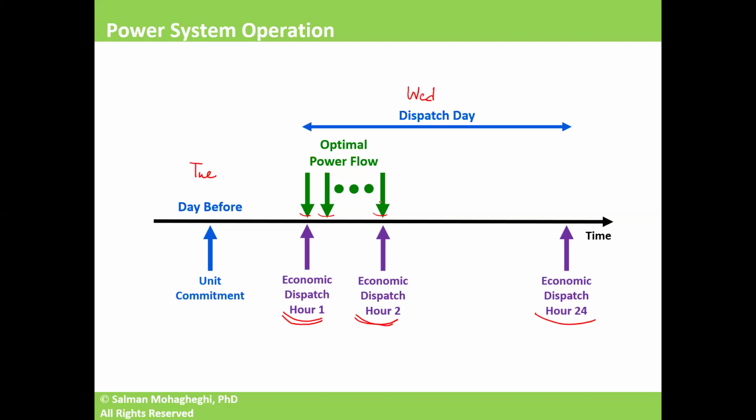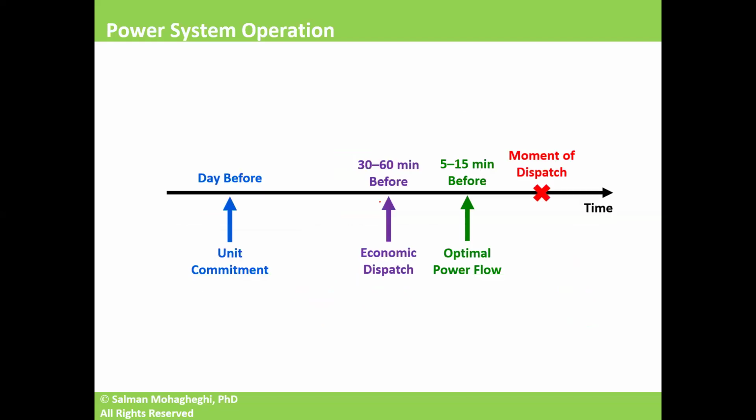So one day before, we do unit commitment. During the dispatch day, every hour or every 30 minutes, we run economic dispatch. And then between those solutions for economic dispatch, every 5 to 15 minutes, we run an optimal power flow. If you look at a particular moment of dispatch that I'm showing here, one day in advance, you have unit commitment, 30 to 60 minutes before you run economic dispatch, and 5 to 15 minutes before you run optimal power flow.